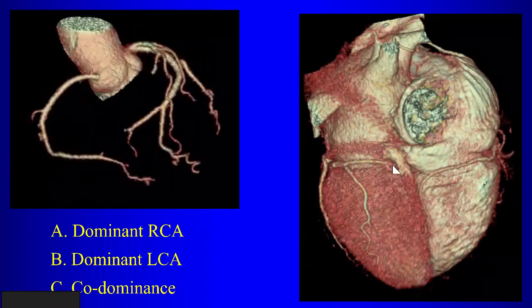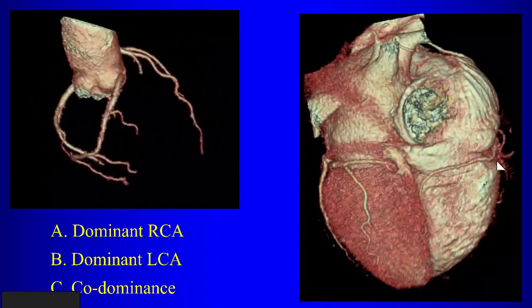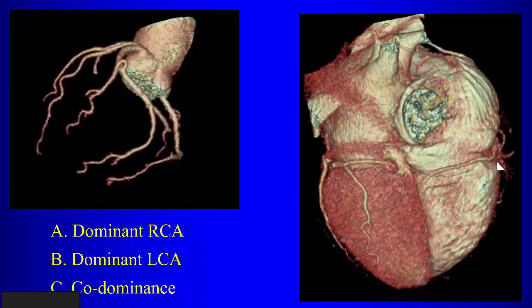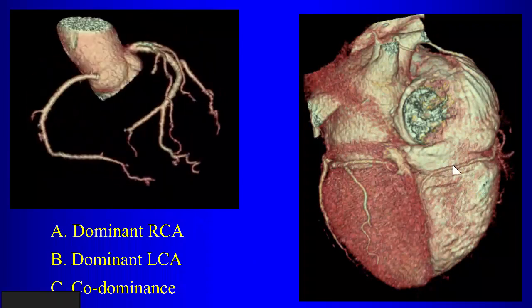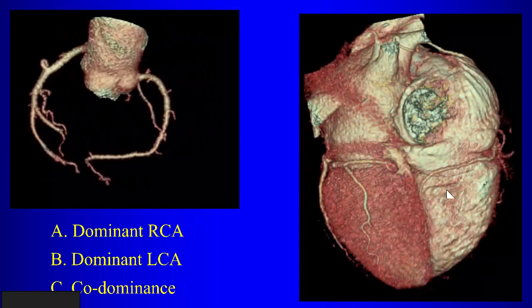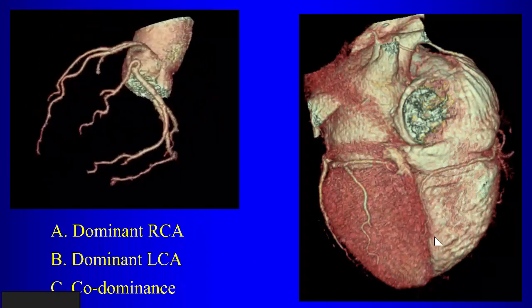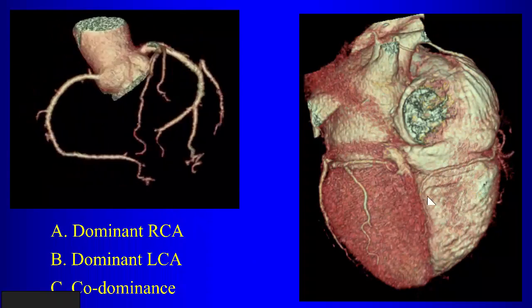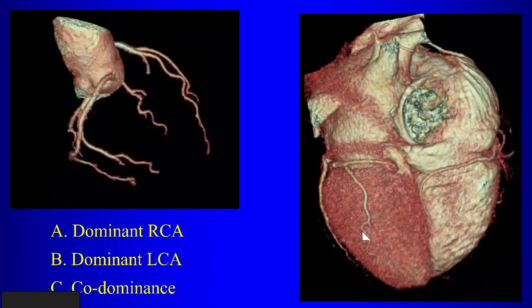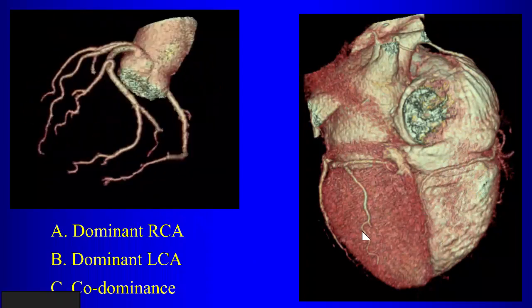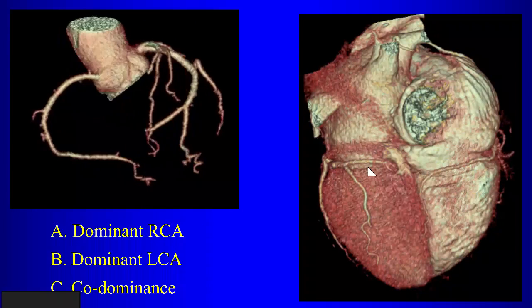So this groove is the left AV groove. What vessel runs in the left AV groove? Left circumflex. This groove is the right AV groove. What vessel runs in the right AV groove? Right coronary artery. This guy is the PDA, and it's coming off the right coronary artery. This guy, the posterior left ventricular branch, and it's coming off the circumflex.